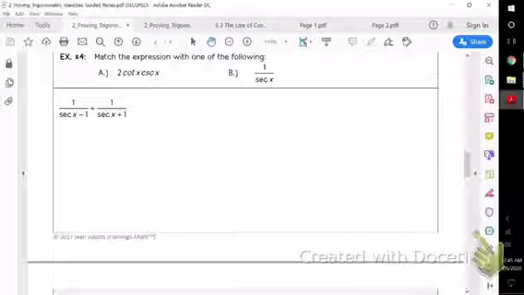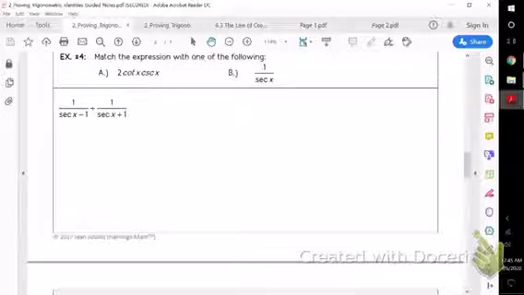Example 4 here tells us to match the expression with one of the following. So they weren't quite as nice. They did not give me that it's equal to an exact one. I know it's one or the other up there. It's either A or it's B. And so let's go through and work this problem and see what we get. So let's just simplify it. So we know when we get one of those two answers, we are done.